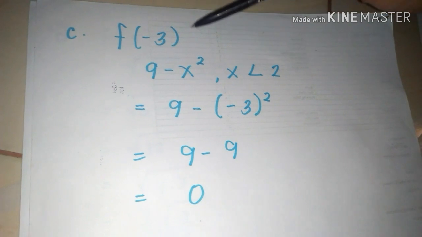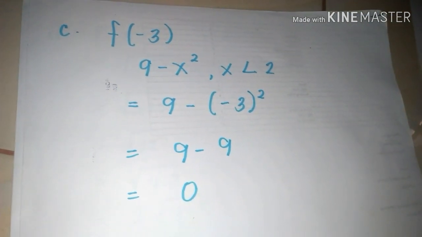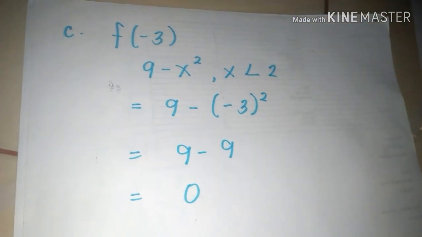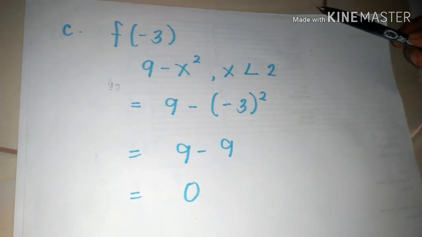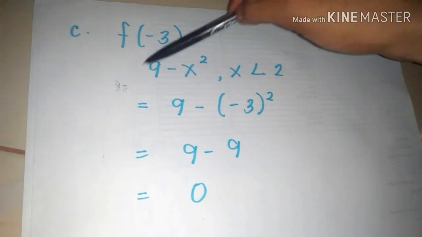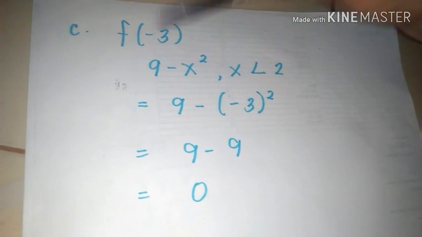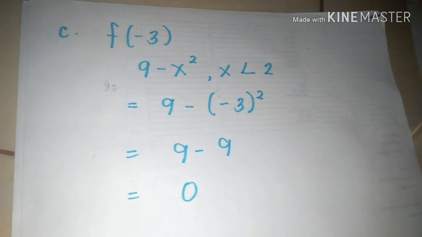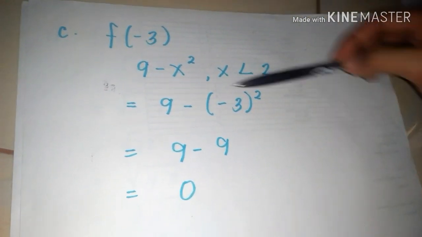Next example is f of negative 3. Again, you're going to find the interval wherein negative 3 is included. Makikita natin siya dun sa x less than 2. Ano bang function meron dun sa x less than 2? Sa given natin, we have 9 minus x squared. So, you're just going to substitute negative 3 to the x value.